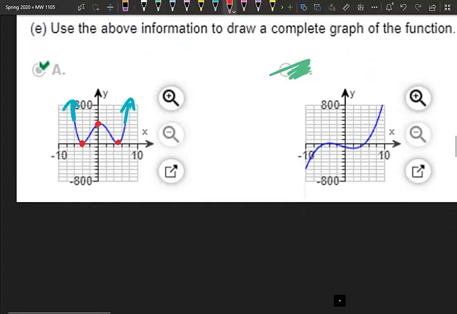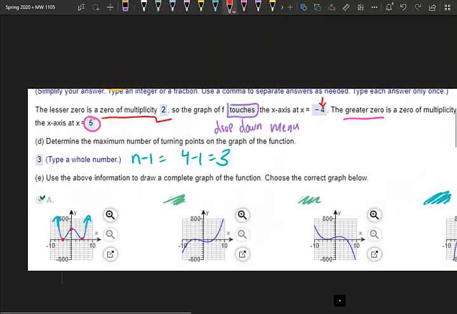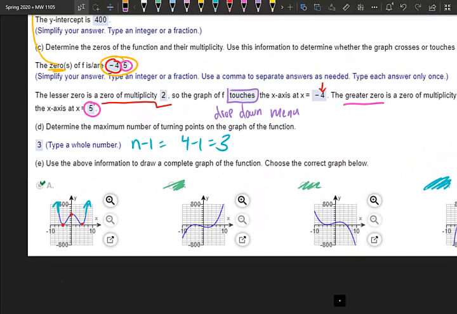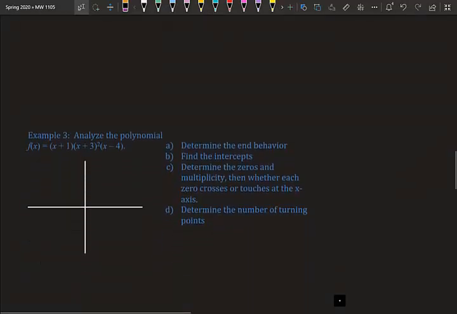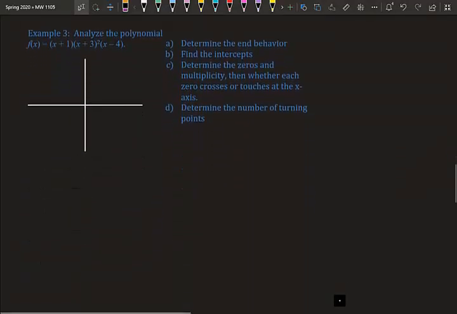Alright, let's practice this again, not on my math lab, but this is how it's going to look exactly like on my math lab. So just follow the direction in the video and on the notes, and you'll be able to totally get through it. Alright, let's analyze the polynomial. So analyze just means graph. So the first thing we need to do is determine end behavior.